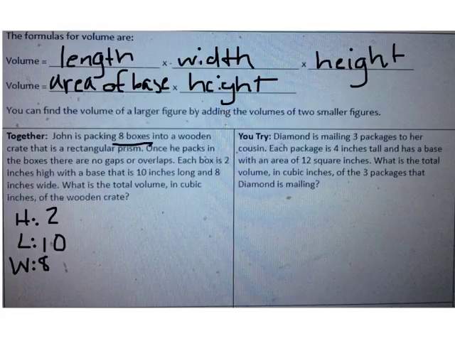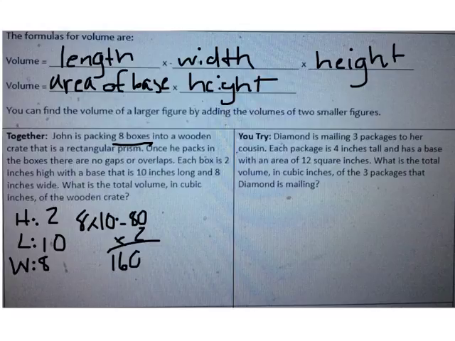So I know there are 8 boxes that all have the same volume. I need to find the volume of each box and then multiply by 8. I know that each box has a length of 10, a width of 8, and a height of 2. What's the volume of each box? Well, 8 times 10 is 80, times 2 is 160. So each box has a volume of 160 cubic inches.